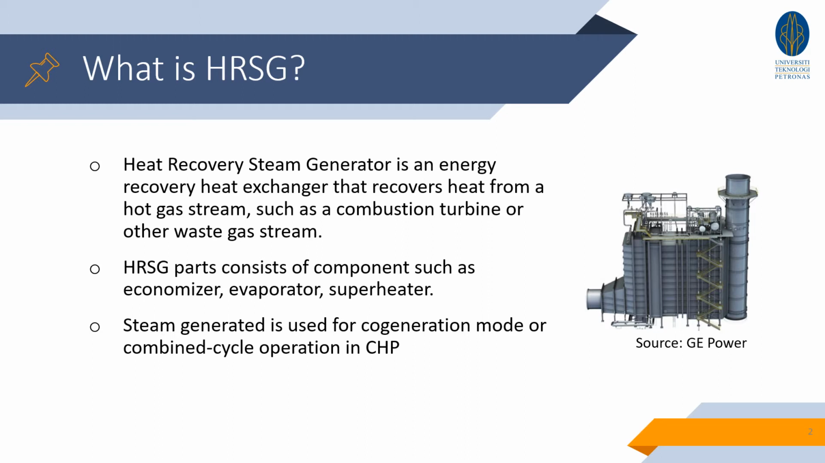HRSG also comprises an evaporator. An evaporator consists of water flowing tubes. Feed water that flows through the tube enters into a steam drum where it is evaporated into wet saturated steam. Last but not least, it also consists of a superheater. From the evaporator, this wet saturated steam enters the superheater where it is converted to dry steam. This is because a steam turbine runs on dry steam.